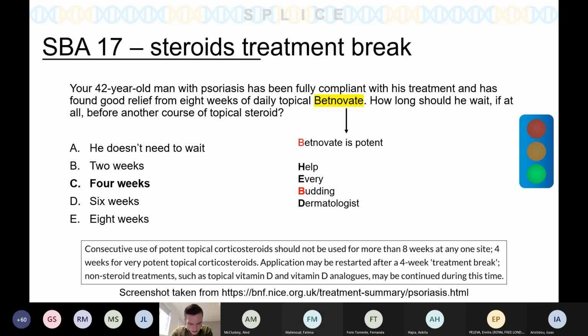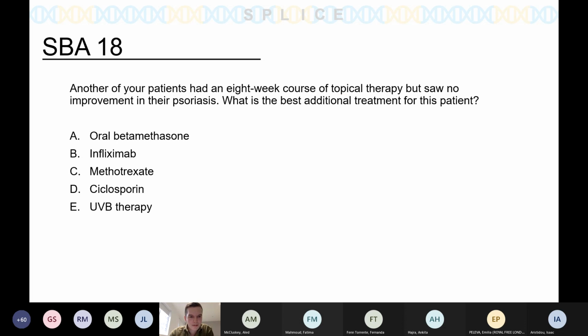Okay. So I wouldn't say that there was one rule that fit all situations. However, NICE do specifically say that if you use a potent steroid for 8 weeks or more, you need a month-long gap between. Otherwise, you risk side effects like thin skin, ecchymosis, and all the others that you guys know. Let's move on.